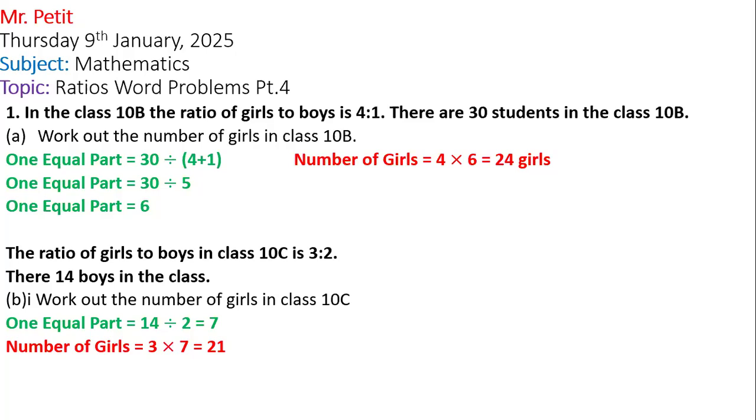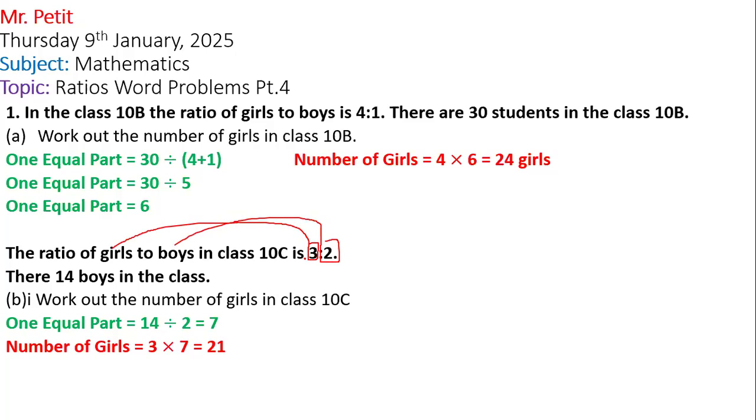Now the number of girls, see now we have 7 for 1 equal part. We know that the number of girls is going to be 3 times 7. Why 3 times 7? 3 times 7 because there are 3 equal parts for the girls. So the girls is going to be 3 equal parts, and for the boys, it is 2 equal parts.